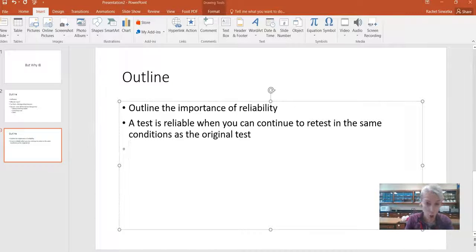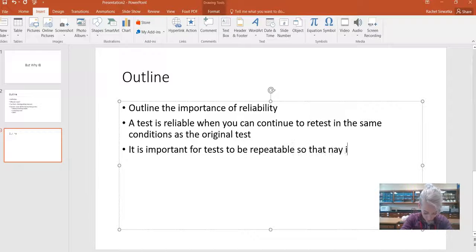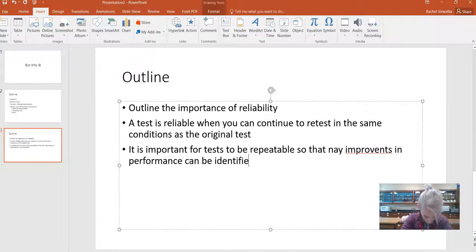So I have the definition. I told you what it is. Now I'm going to tell you why I care. So I care because it is important for tests to be repeatable so that any improvements in performance can be identified and tracked. Okay, sweet.